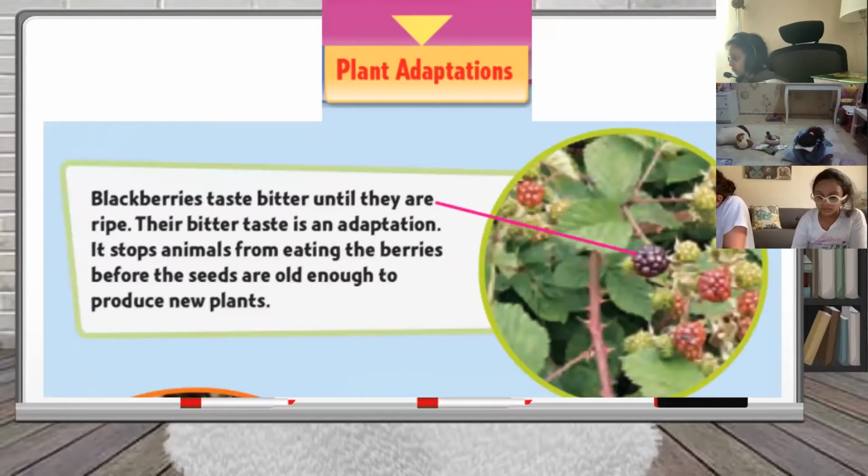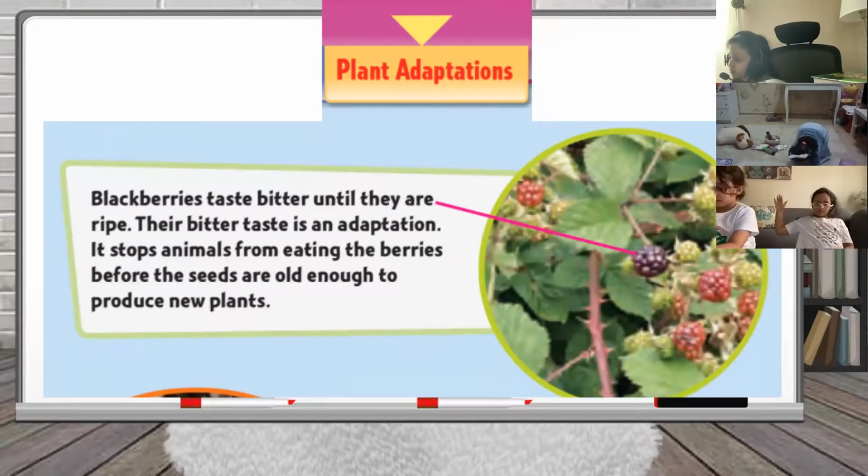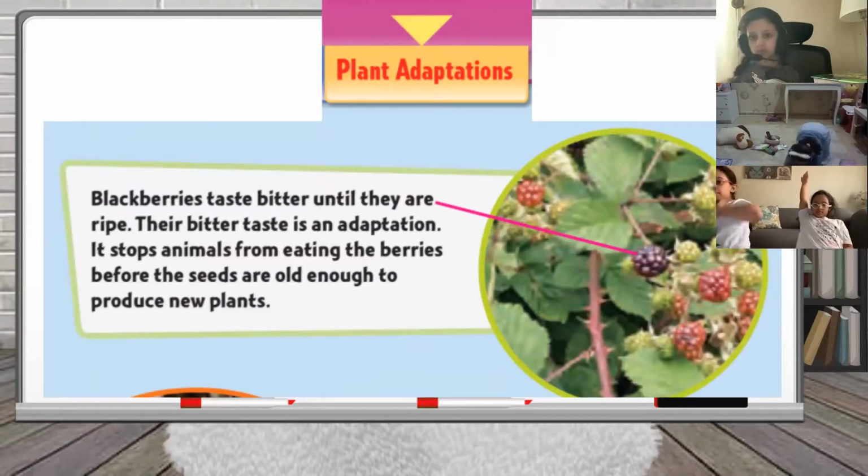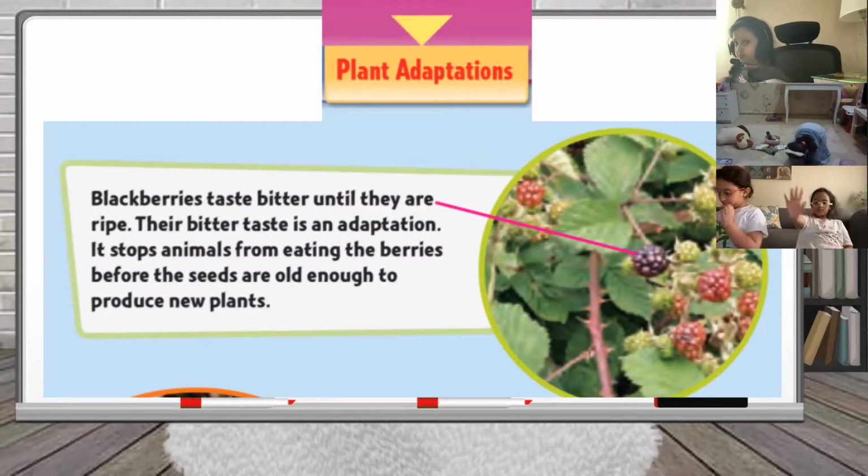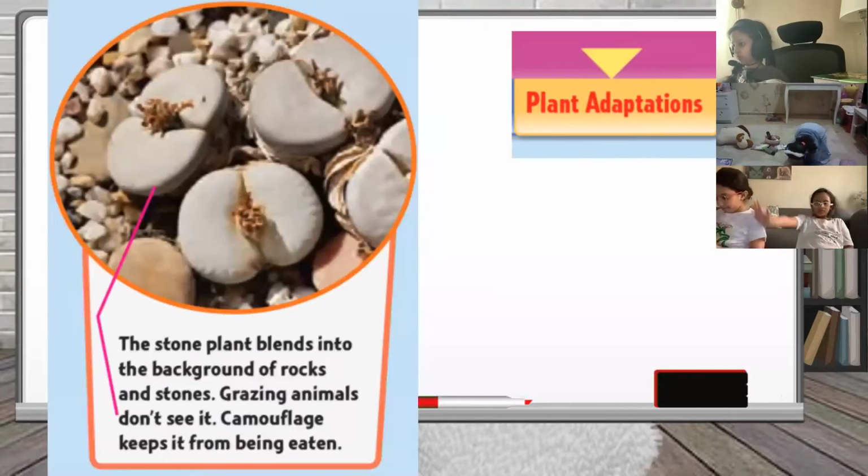Also this one, blackberries taste sour until they are ripe. Their sour taste is an adaptation. It stops animals from eating the berries before the seeds are old enough to produce new plants. So when a bear looks for berries, they will not eat these dark berries. Why? Because they taste bad. So this is an adaptation or a mimicry for plants.